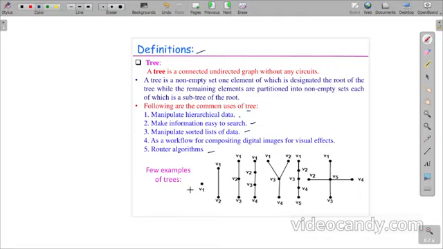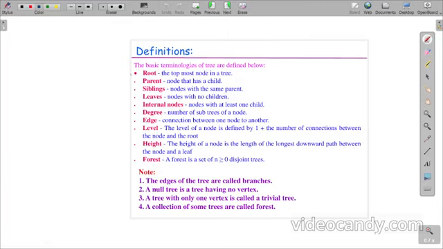A few examples of tree. So one vertex, this is the two vertex graph without circuit. This is a tree with three vertices. This is a tree with four vertices. This is a tree with five vertices. Like this way. These are the examples of tree.